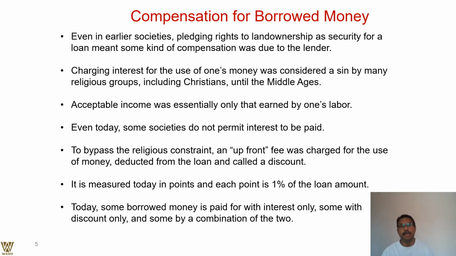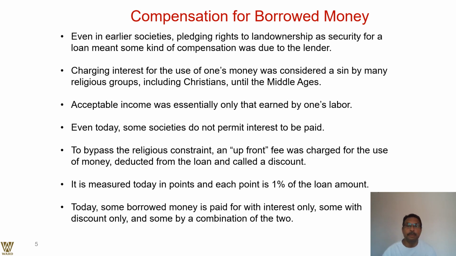Compensation for borrowed money. Even in earlier societies, pledging rights to land ownership as security for a loan meant some kind of compensation, some kind of remuneration, which was due to the lender. This is what we call interest. Charging interest for the use of one's money was considered a sin by many religious groups, including Christians, until the Middle Ages. Acceptable income was essentially only that earned by one's labor.